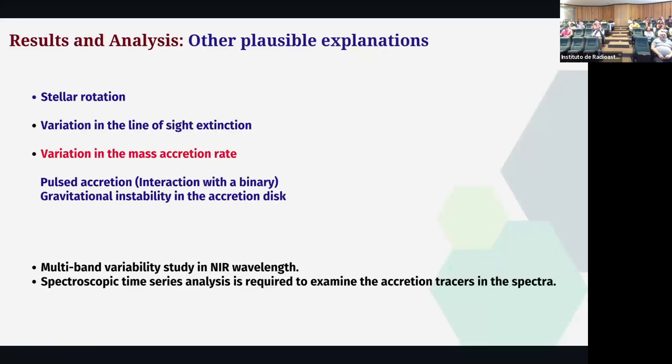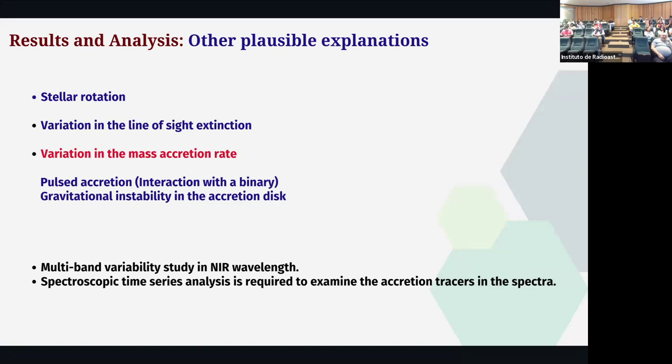So, another plausible explanation for the variability in the source: stellar rotation could also produce periodic variability by modulating stellar spots on the stellar surface. But the usual period you obtain from stellar rotation is under 100 days, 50 days or something like that. Getting periods of 200 and 300 days from stellar rotation is highly improbable. Also, stellar rotation causes the slope in the CMD to be positive, not negative. So it is not consistent with the variability observed in our source.